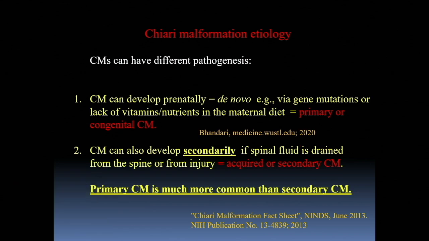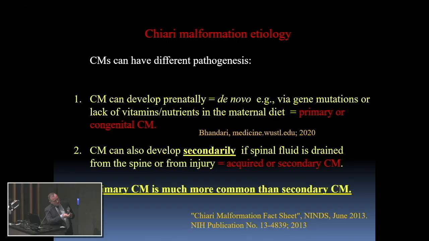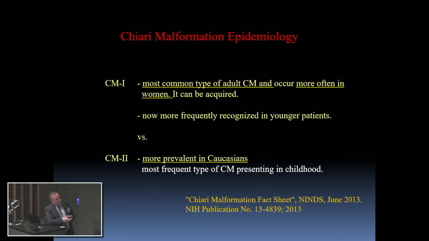They can have different pathogenesis. We differentiate between congenital and primary, inborn, de novo, which is usually genetically manifested, or sporadic. It can also be externally determined by lack of intake of vitamins or nutrients. And we distinguish that from acquired secondary Chiari malformations. If you tap too much fluid inferiorly, the whole brain sags down and you get the same effect at the craniocervical junction, but it's a different pathophysiology. So primary Chiari malformation is much more common than secondary, and we focus on this for today.